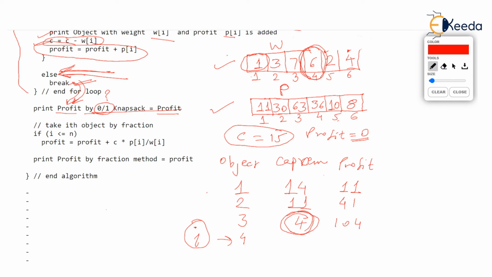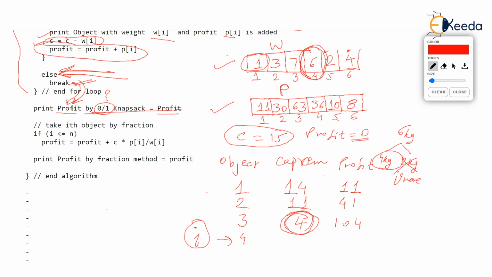But how about, okay, if 4 kg is the capacity remaining and 6 is the weight, how about breaking this 6 kg? The 6 kg object is broken into 4 kg and 2 kg, and this 2 kg is ignored. Ignore this and add this 4 kg. Out of that 6 kg, add that 4 kg in the knapsack. This is called fraction knapsack. That means a fraction of the object is added in the knapsack to fill the knapsack completely. I guess you are understanding.